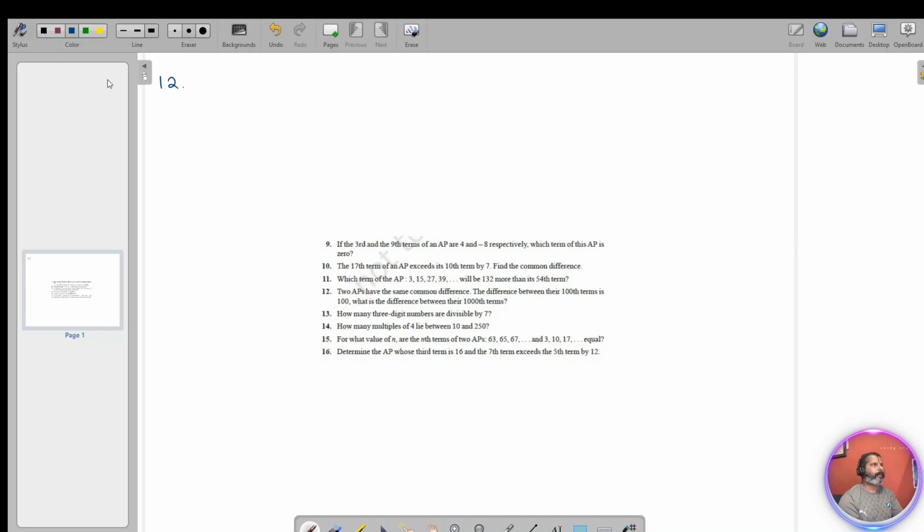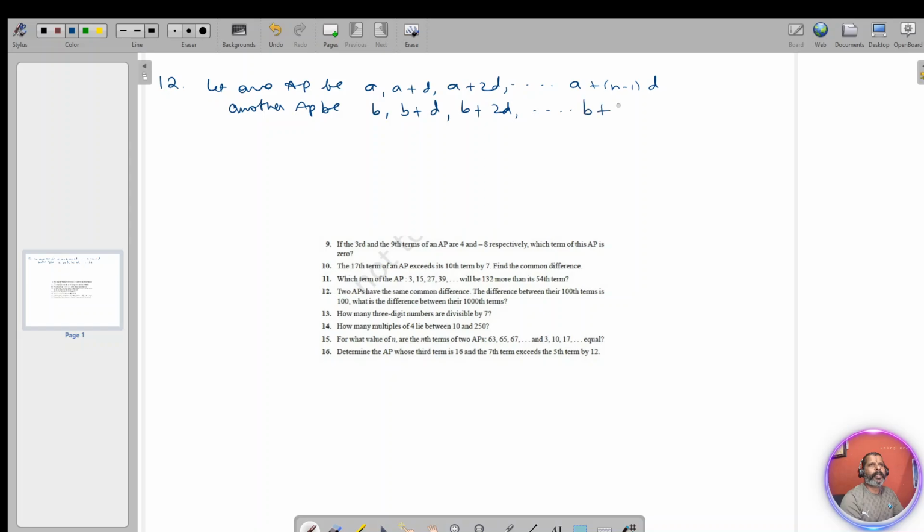How? See, let one AP be a, a plus d, a plus 2d, ..., a plus n minus 1 into d, and another AP, we'll take b, b plus d, b plus 2d, ..., b plus n minus 1 into d. The common difference d is the same here, okay. They have given a100 is equal to how much do we get?